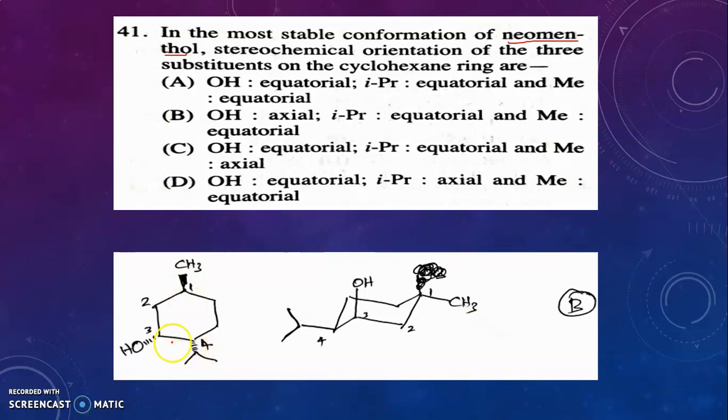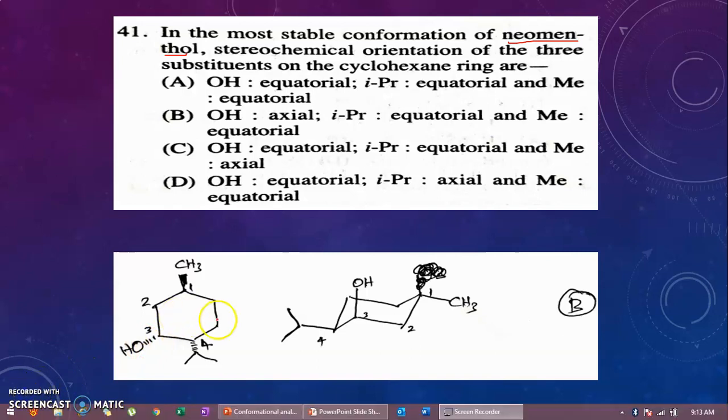And on the adjacent carbon we should place the OH group. Okay. If it is menthol, then the OH group and the methyl group should be cis. Since it is neomenthol, the OH group and isopropyl group should be cis. Are you able to understand? So this is the planar structure of neomenthol. Now, what is the chair conformation?